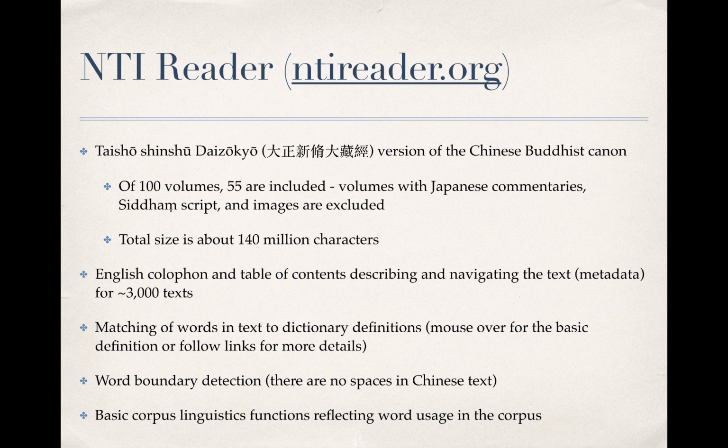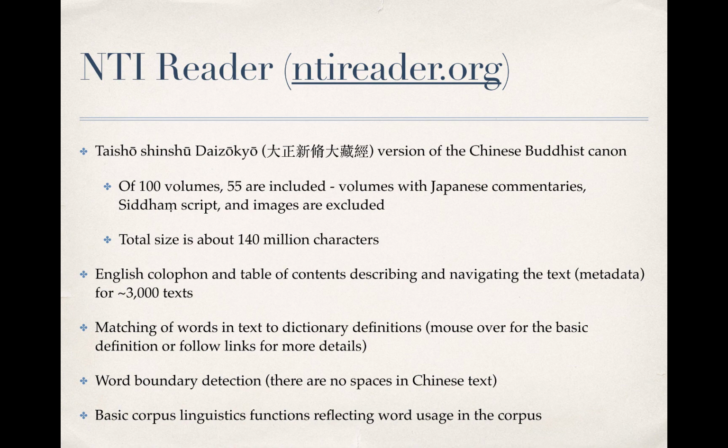Let's look at the NTI reader. It contains the Taisho Shinshu Daizokyo, which is the Daizhang Xinxiu Dazangjing, a version of the Chinese Buddhist canon produced in Japan. The Taisho contains 100 volumes. Only 55 are included here because only 55 have been released into the public domain, and the other ones contain Japanese commentaries, siddham script, and images. Those ones are not included here.